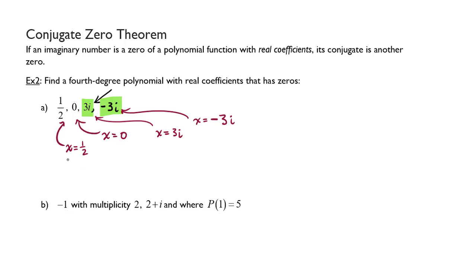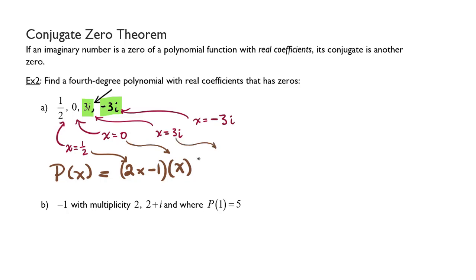Now I just write it as a fourth degree polynomial, so I'll call it p of x, is equal to 2x minus 1. That's my first zero of the polynomial. x, that's my next zero of the polynomial. x minus 3i is my next zero of the polynomial. And finally, x plus 3i. Those are my factors.